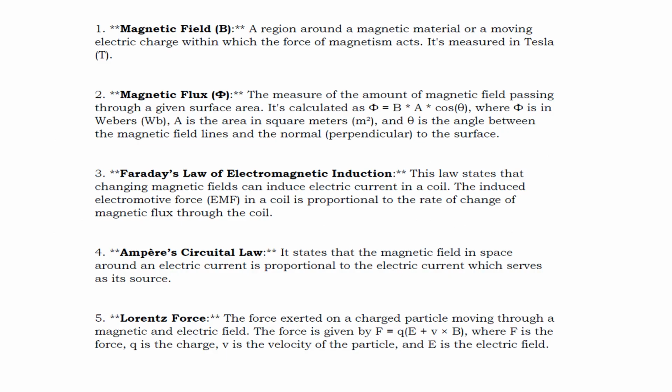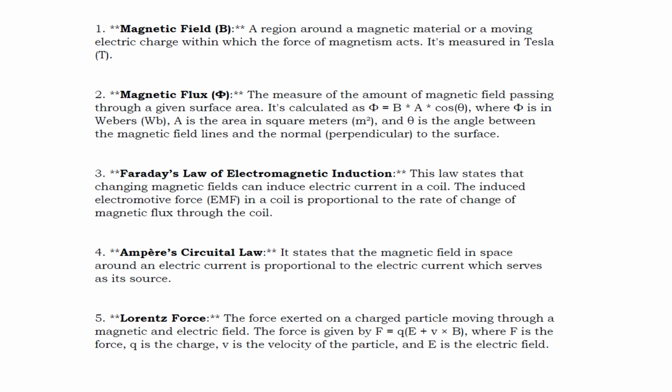Okay, before we move on to at least one of the problem solving examples, let's just have a brief review of our key concepts. So for the magnetic field, it's B or beta, a region around a magnet or a moving electric charge within which the force of magnetism acts. So the unit is Tesla.